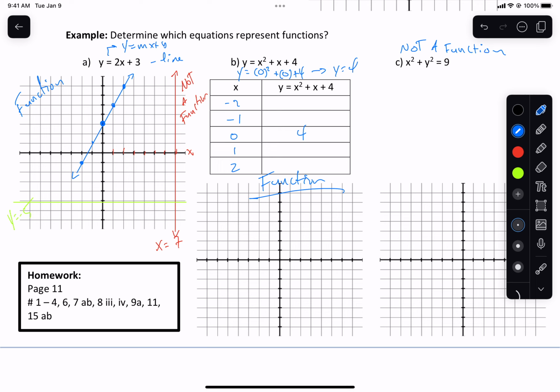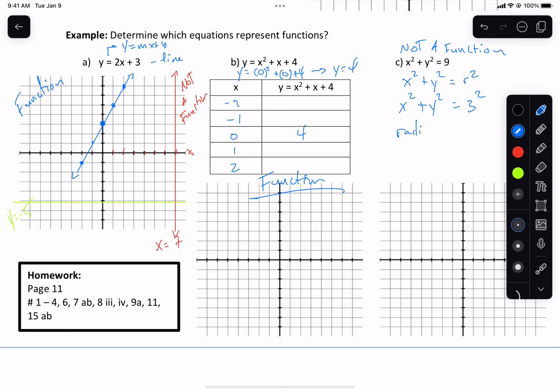Okay, what's the graph look like though? How big? Owen said earlier, x squared plus y squared is equal to r squared. What does r have to be in order to produce 9? In other words, what's r? 3. Okay, the radius is 3.